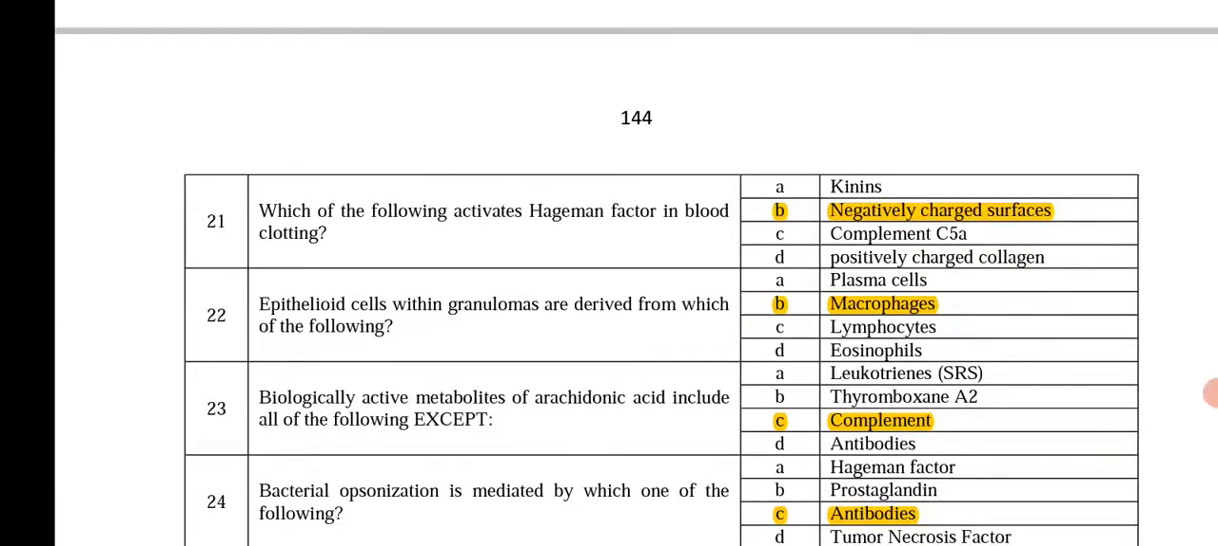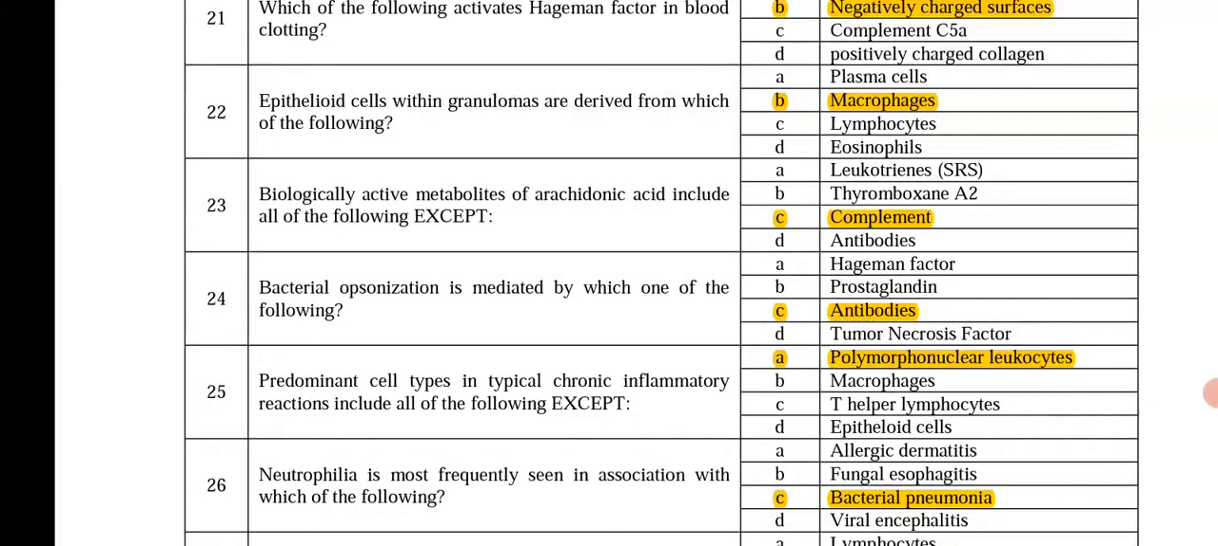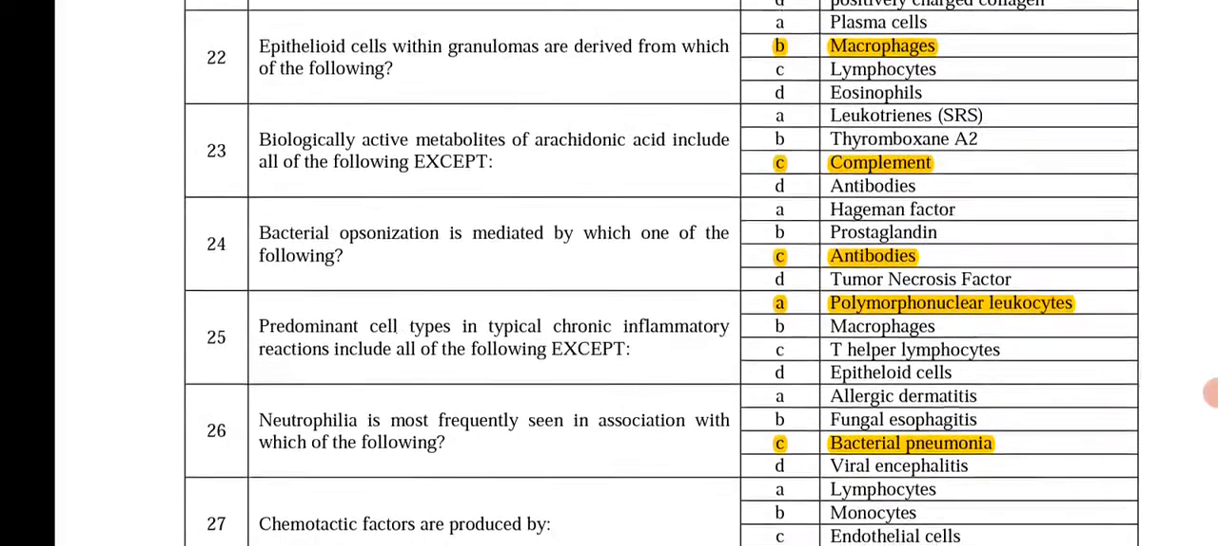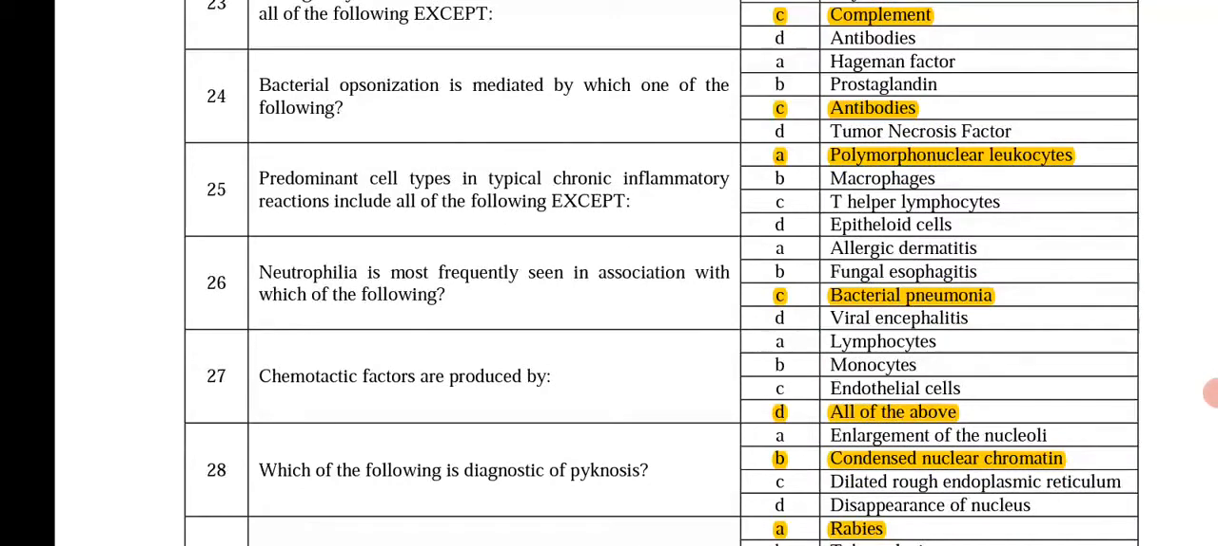Which of the following activates Hageman factor in blood clotting? Negatively charged surfaces. Epithelial cells within granulomas are derived from which of the following? Macrophages. Biologically active metabolites of arachidonic acid include all of the following except complement. Bacterial opsonization is mediated by which of the following antibodies? Predominant cell types in typical chronic inflammatory reactions include all of the following except polymorphonuclear leukocytes.